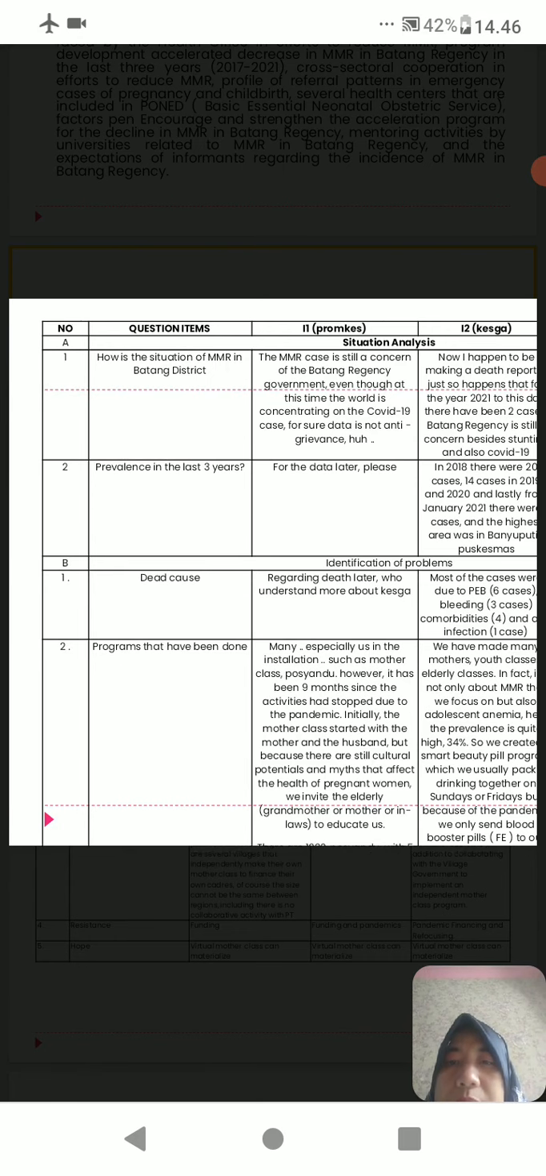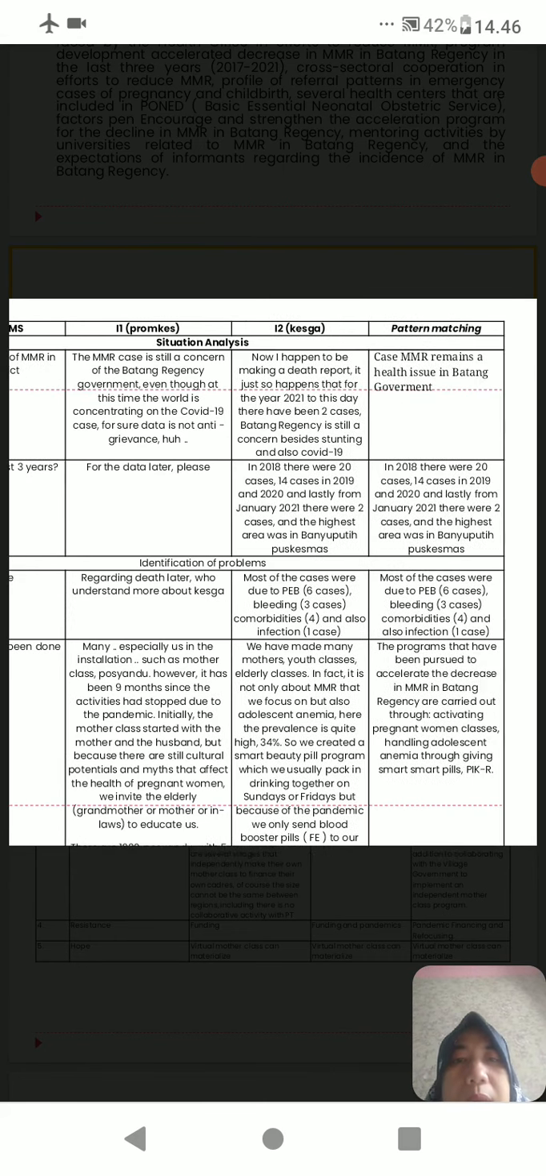Question item number 2 is about prevalence in the last 3 years. The result of pattern matching is that in 2018 there were 20 cases, 14 cases in 2016 and 2020, and lastly from January 2021 there were 2 cases, and the highest area was in Banyu Putih Puskesmas.